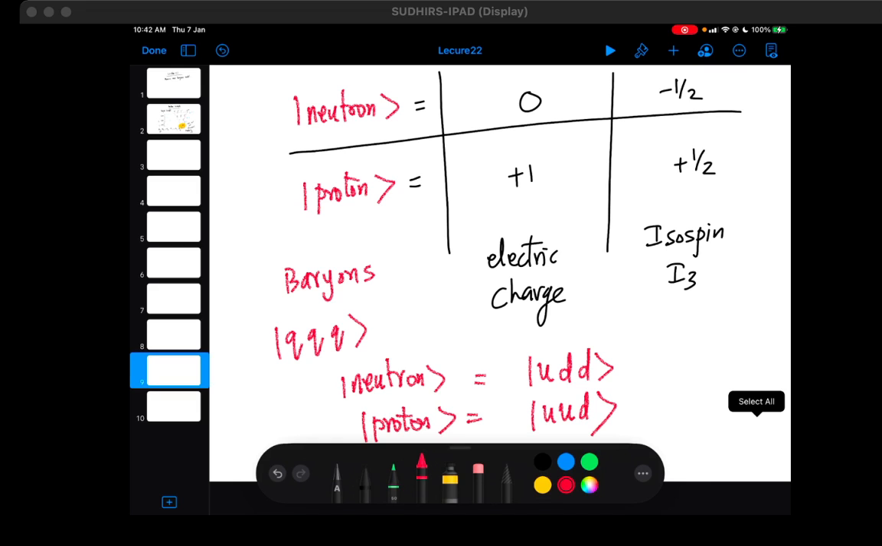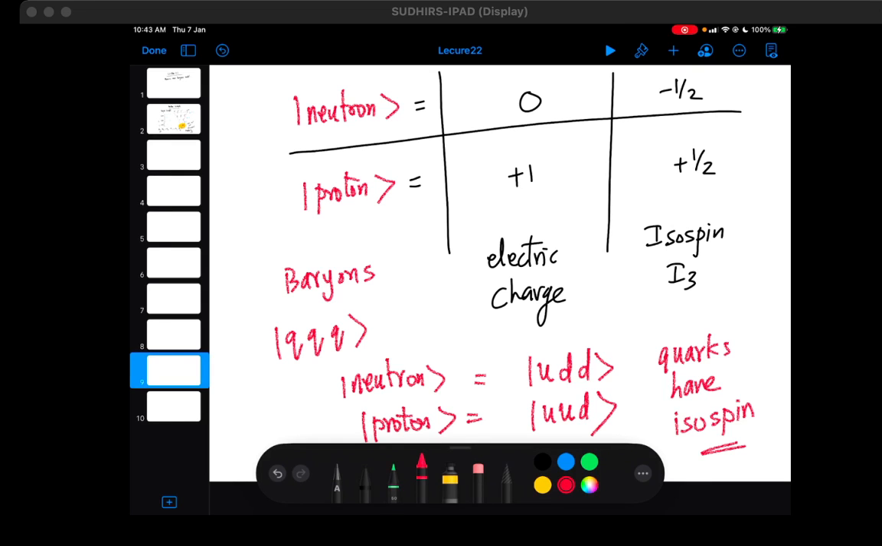Now, if you organize the electric charges of the down quarks to be -1/3, -1/3, and the up type to be 2/3, you see that this has electric charge 0. And now you can see with this organization that the quarks also have isospin.